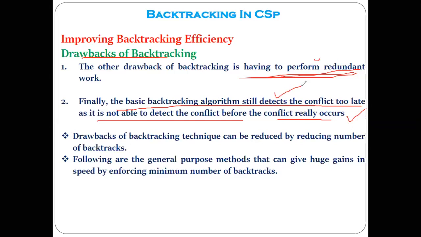Does the backtracking technique tell us before the conflict occurs? Can we know before the conflict occurs? No, we only come to know when we perform a certain step. Yes or no? That is the meaning of the backtracking algorithm detecting the conflict too late. It is not able to detect the conflict before the conflict really occurs.